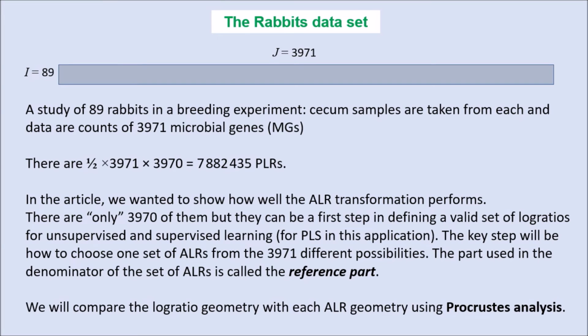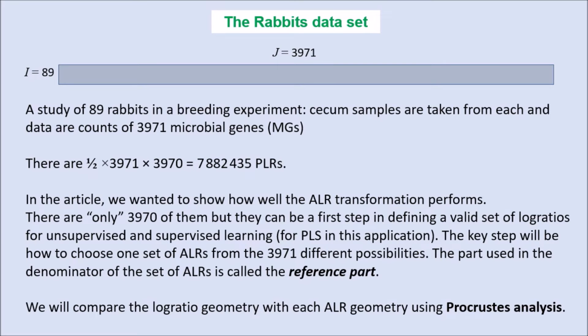In this wide matrix of 3,971 parts, there are almost 8 million pairwise log ratios. This is where ALRs can be profitably used. The quest is to find the best reference part. The criterion will be the closeness of the ALR geometry to the log ratio geometry, which is conveniently measured by the Procrustes correlation.